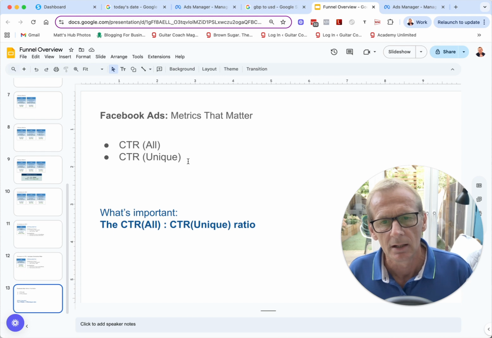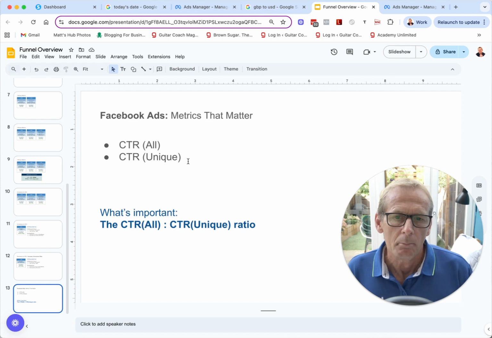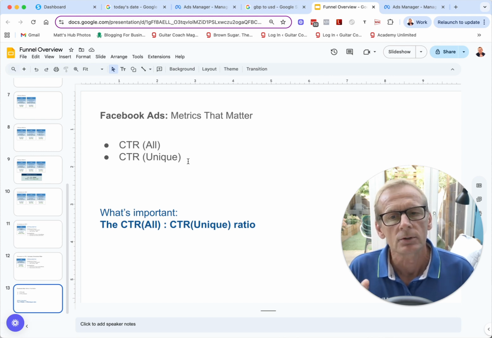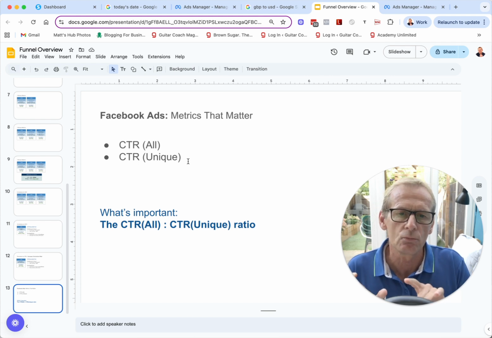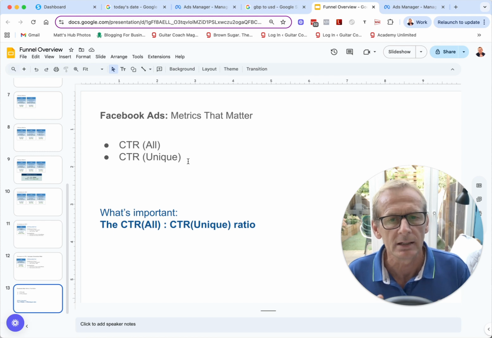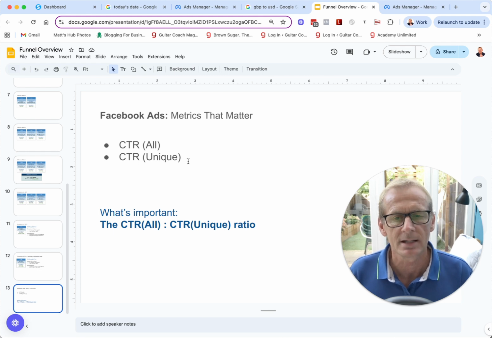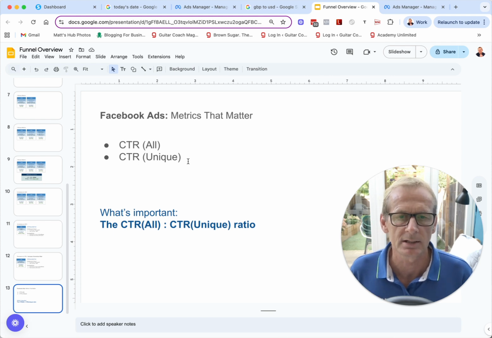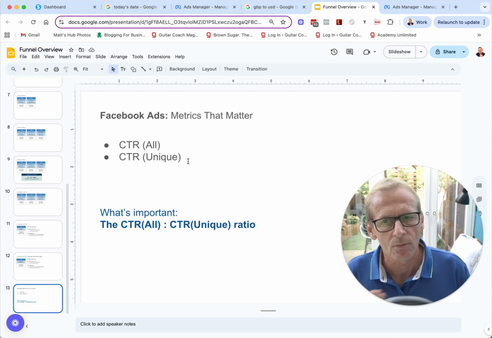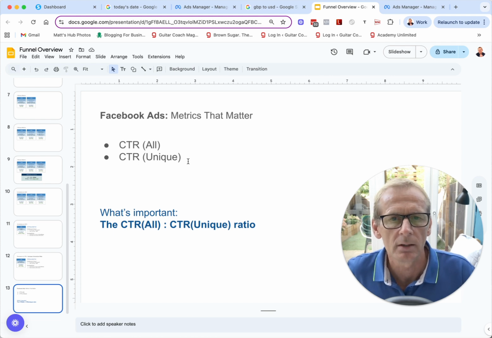which is actually why it's really important to look at the ratio between those two numbers. Because if you've got a good CTR All and still a relatively good Unique, it means you've gone from not just attracting their attention, but actually engaging them and getting them to take action. So it's that ratio between those two.